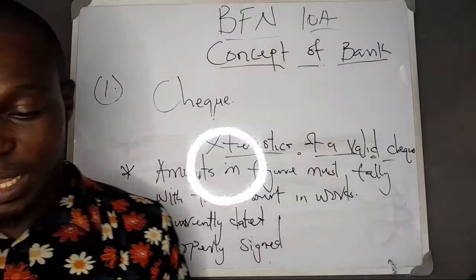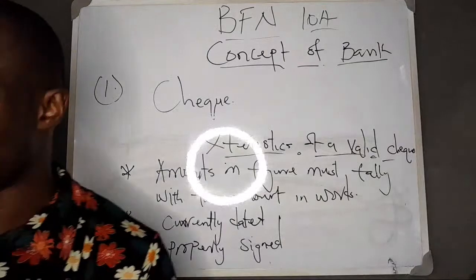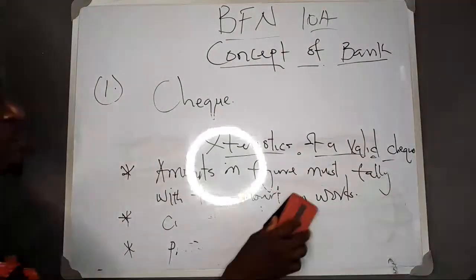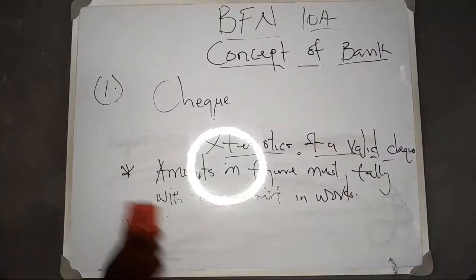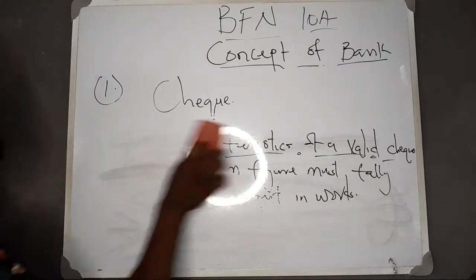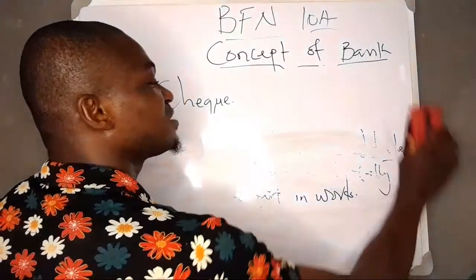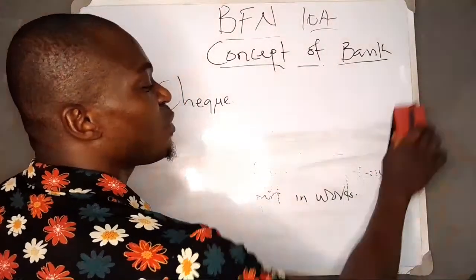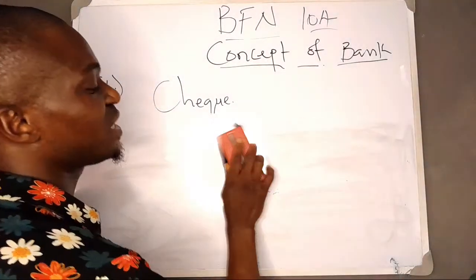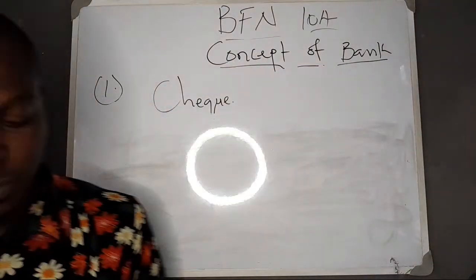So let's quickly take a look at parties to a check. Parties are the people that are involved before a check can be valid, people that can be involved in the drawing of the check and in cashing it out. We call them parties to a check. Number 1 party to a check, as I have written earlier, is the drawer.